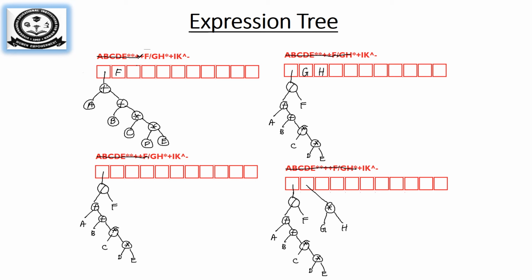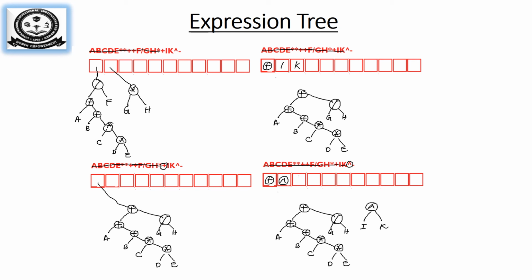After that we encounter G, H. So G and H are pushed into the stack. Then you encounter star. H will be popped, which will become the right child, and G will be popped, which will become the left child for the star. Again the star subtree is pushed into the stack. Now you can see at the end, the stack consists of two pointers: one for the slash subtree, another for the star subtree.